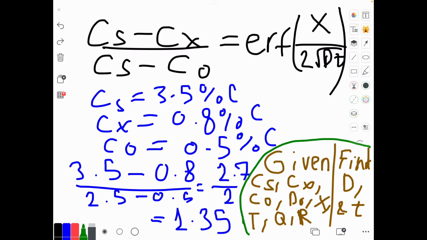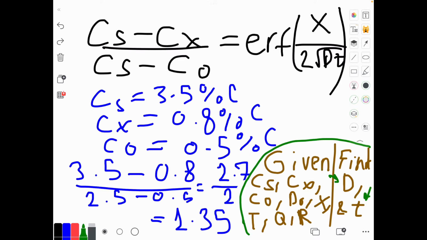So we create a given and find table. And we said, okay, what have we been given in this question? We have been given CS, CX, C naught, D naught, X, T, Q, and R. Now I'm going to explain what all of those mean. And what we have to find is the diffusivity D and time, where our final goal is finding time.